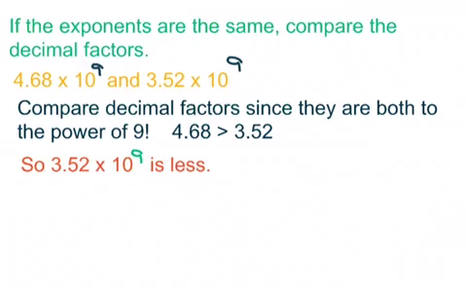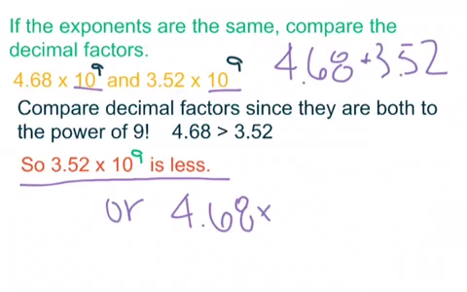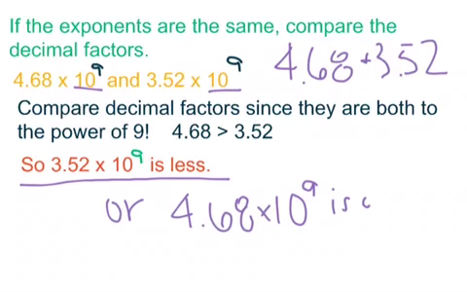Now, if the exponents are the same, then you're going to want to look at the decimal factors and compare those. Right here we have 4.68 times 10 to the 9th and 3.52 times 10 to the 9th. They both have the exact same exponent, so we have to dive into the decimal factors and see which one is greater. When we compare 4.68 and 3.52, they're both positive, so we don't have to look at the absolute values or anything like that. We're just going to compare them. 4.68 is greater. So our final answer is either 3.52 times 10 to the 9th is less, or 4.68 times 10 to the 9th is greater.